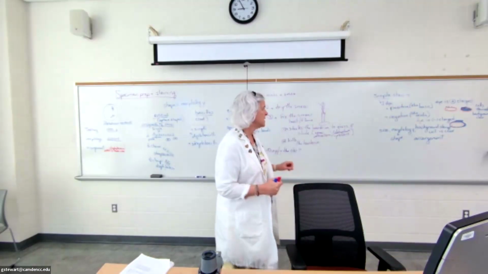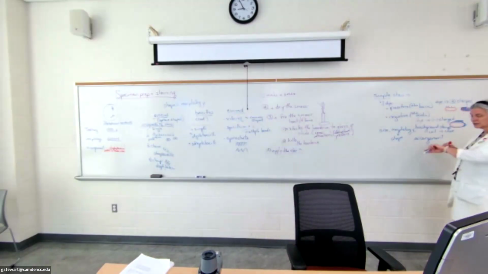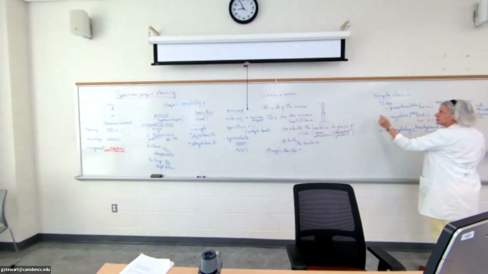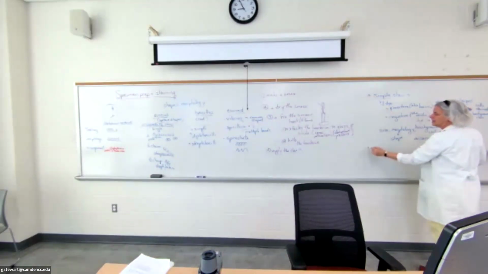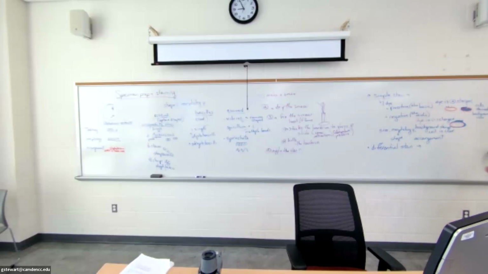Okay. There are more stains though that we have to mention. A few. We're almost done. So we have a simple stain. We have something we call a differential stain. The clue is in the word. It allows you to tell the difference or distinguish between two different kinds of bacteria. And in this case, all the differential stains are based on types of cell wall.